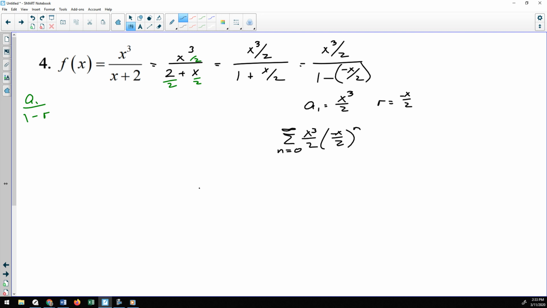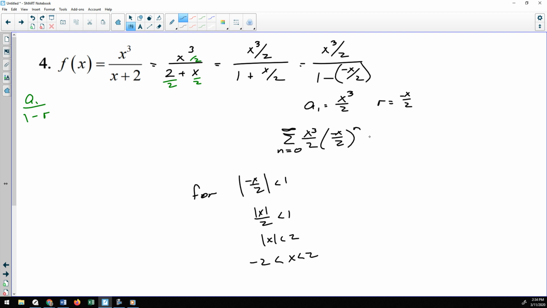And then for my interval of convergence, I need the absolute value of that ratio to be less than 1. That's going to be when absolute value of x over 2 is less than 1. Absolute value of x is less than 2. So we need x's to be between -2 and 2. So there's your interval of convergence.